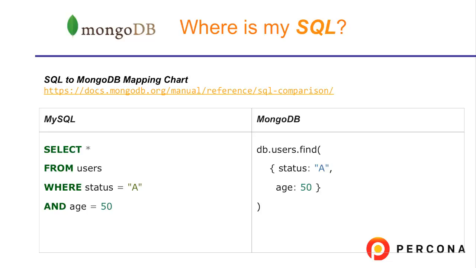So back to MongoDB, we have this find command, which is our select statement. And inside of the find command, you specify your where condition, basically. This is the where condition, nothing more. Now, the question is, where is my SQL? This is the SQL in MongoDB terms.